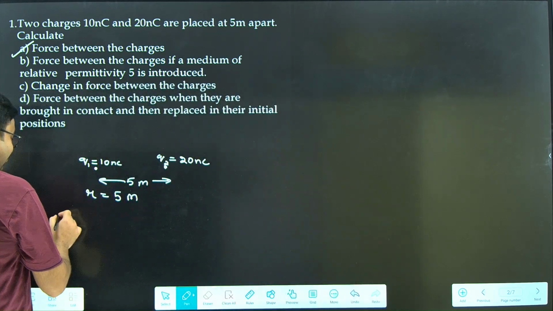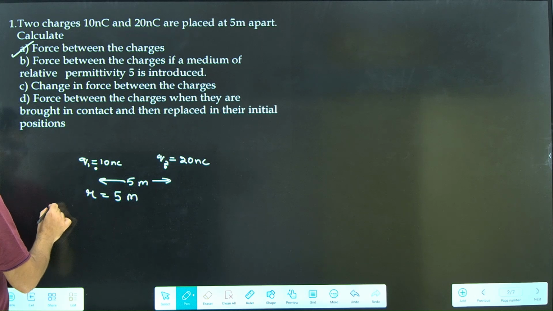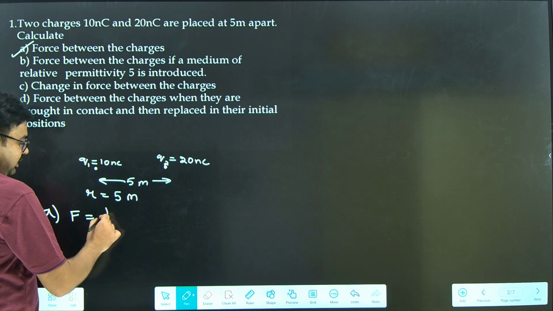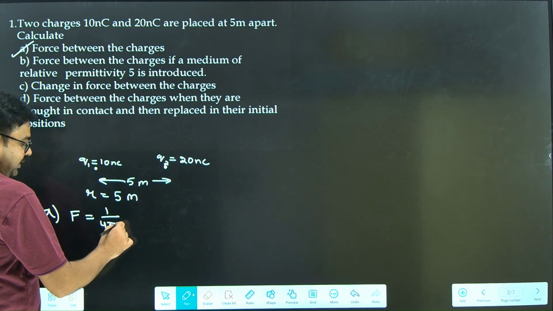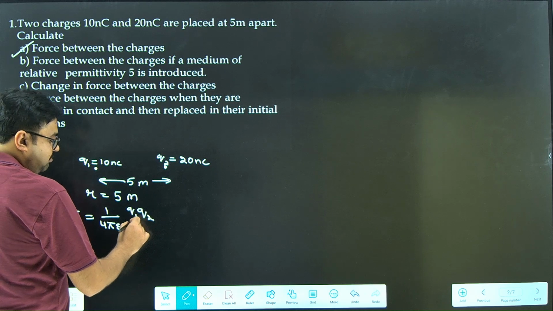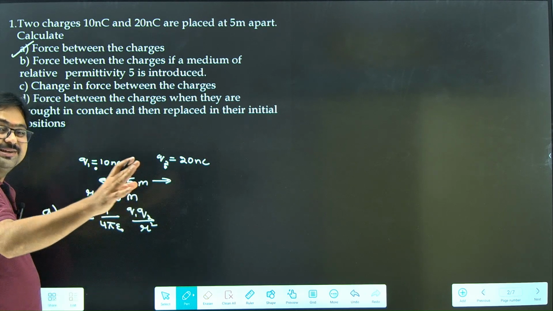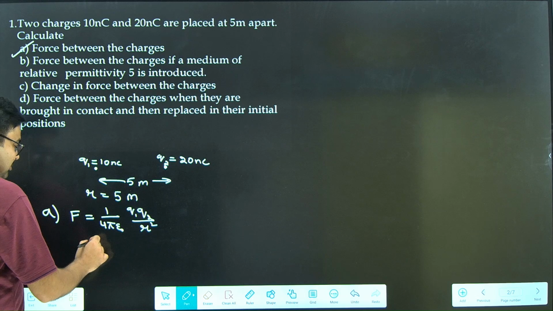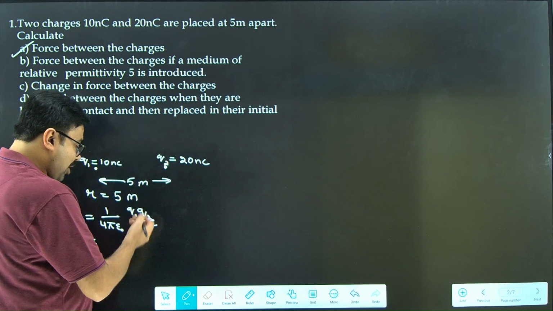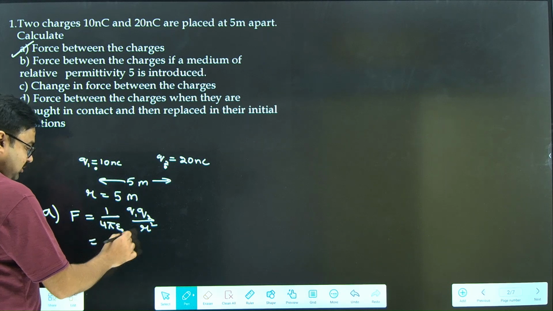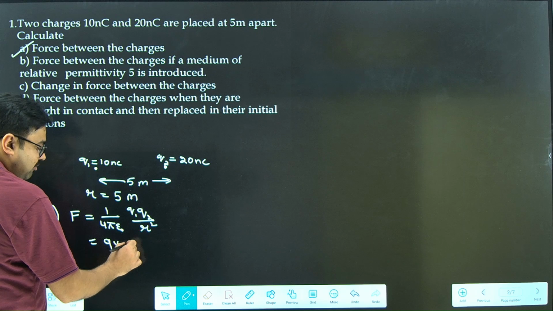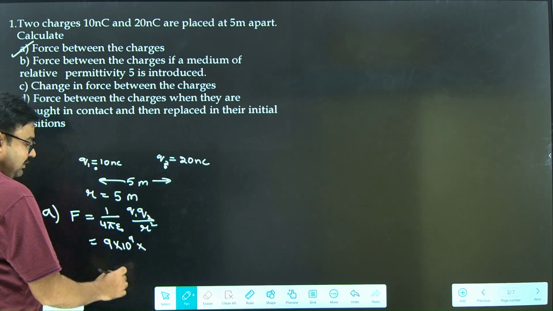Let's look at Coulomb's law. We are answering the A part of the question. Coulomb's law states that F equals 1 by 4 pi epsilon naught, Q1 Q2 divided by R square, mathematically. Now, when you are solving this question, you know Q1, you know Q2 and you know R. All that is remaining is just substitution. 1 by 4 pi epsilon naught is 9 into 10 to the power of 9. It can be written directly.